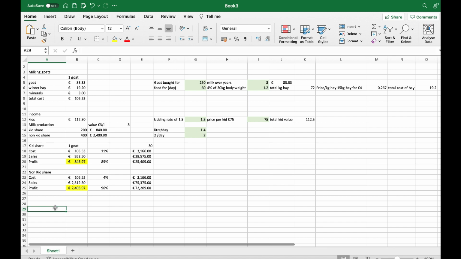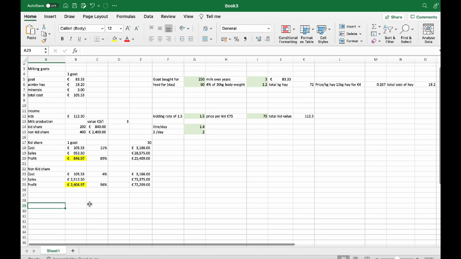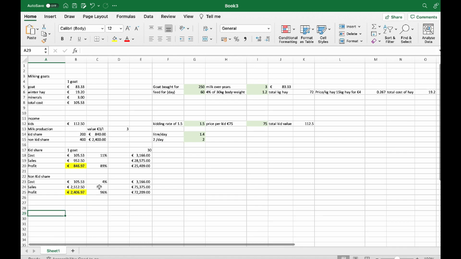So it's going to be 30 multiplied by 1.4, which is 42 liters a day. That's not that many. By 7, you're producing 300 liters a week, so you need 300 customers to buy a liter of goat's milk off you. Most people will probably buy 2 liters, so you need about 150 customers. That's not a ridiculous stretch of the imagination, and you're making 25,000 euros.